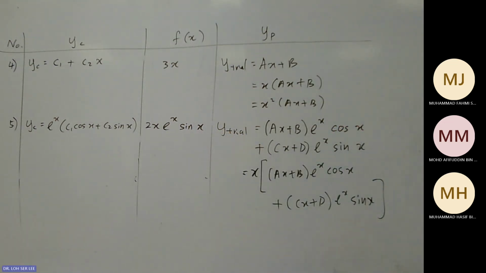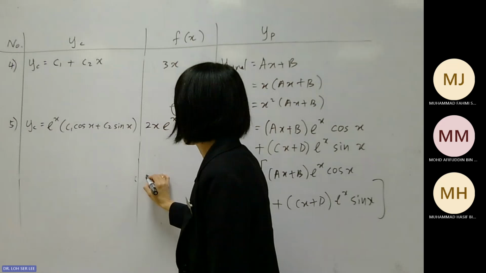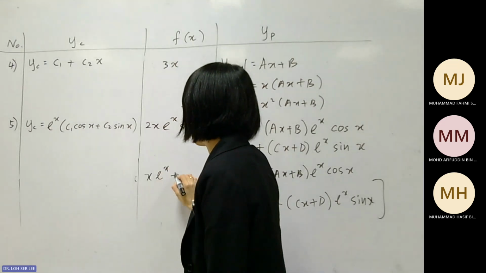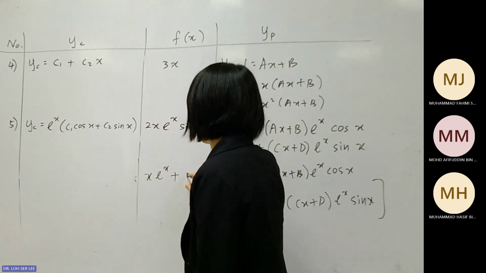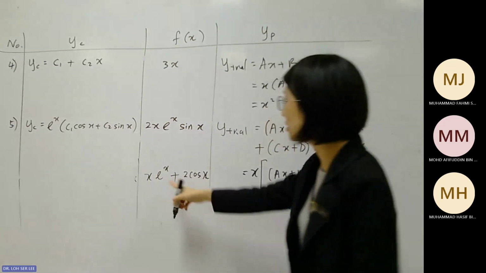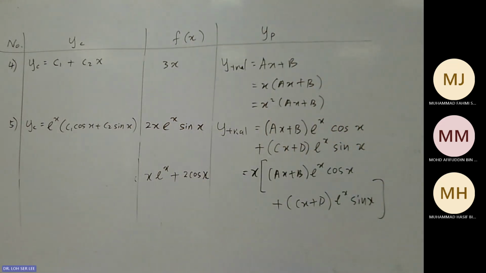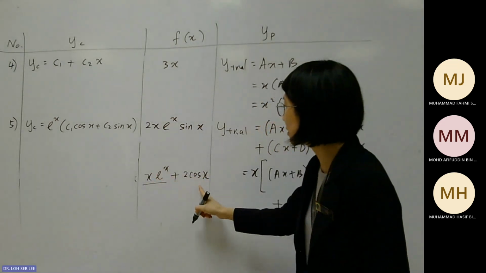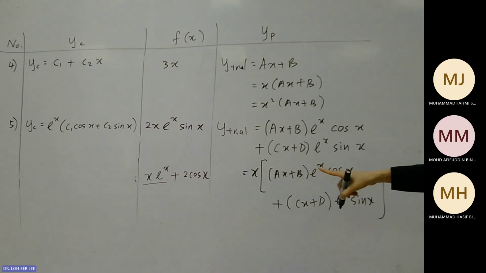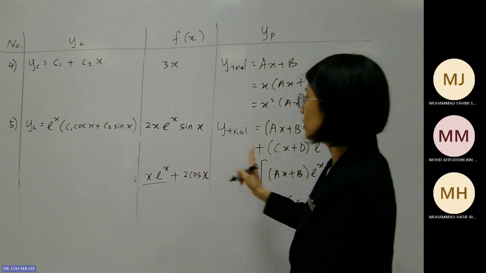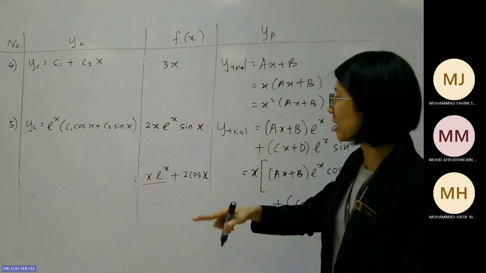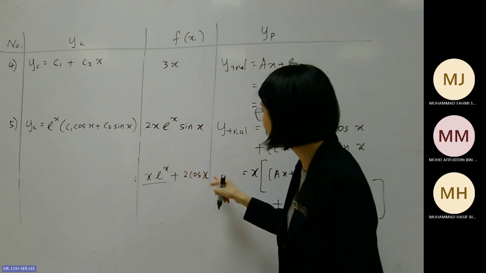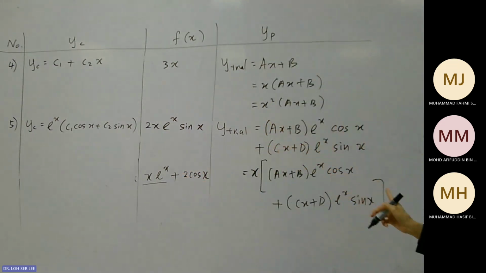What does it mean by two categories? Two categories means x ex plus, let's say, 2 cos x. This is considered two categories because this is polynomial with exponential and this is cos only. So when you check the duplication, if the duplication happens only here, that means only the second category is multiplied by x in the Y trial.